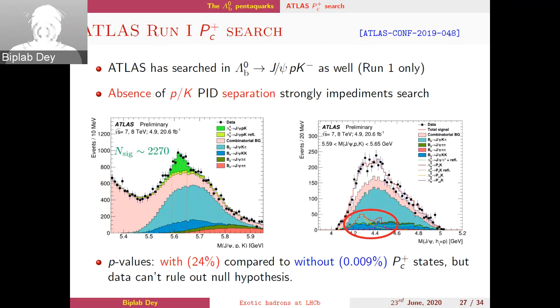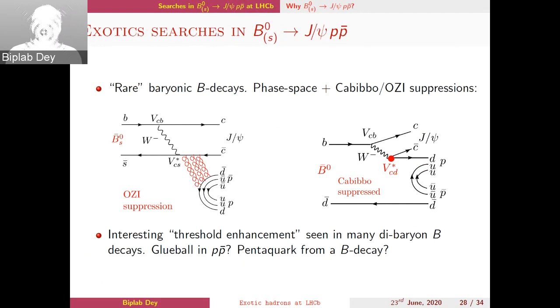Moving to other exotic searches, in Bs to J/ψ p p̄. This is a dibaryon decay from B decays, and these are suppressed. If you want to look for pentaquarks from B decays, obviously you need a baryon and an antibaryon, which immediately kills your phase space. In addition, these decays are Cabibbo or OZI suppressed. Bs is OZI suppressed, while B0 is Cabibbo suppressed. So these are typically very rare decays.